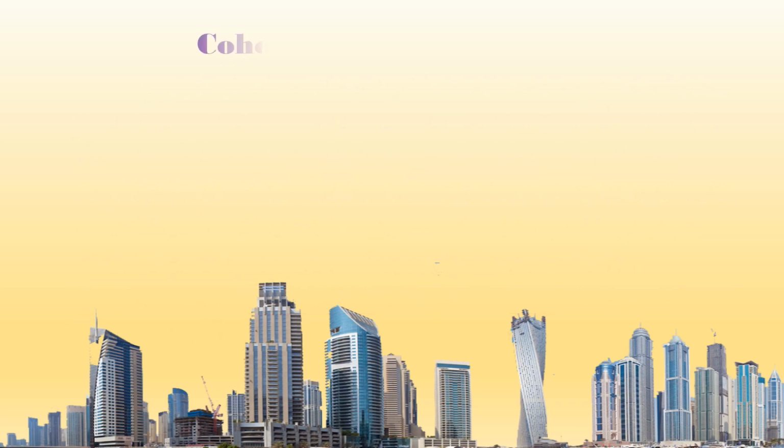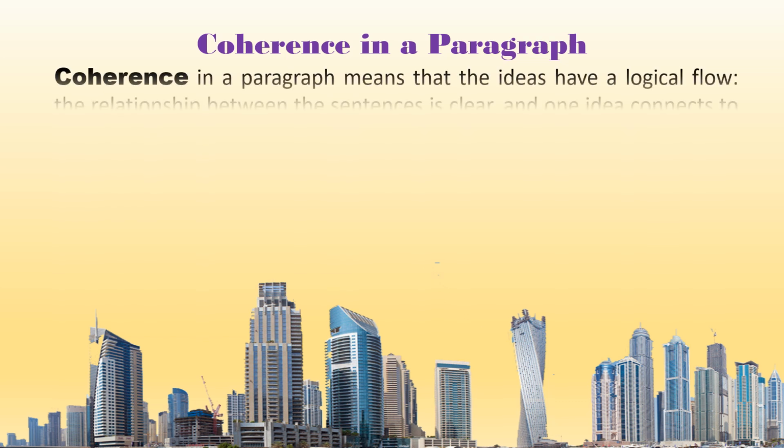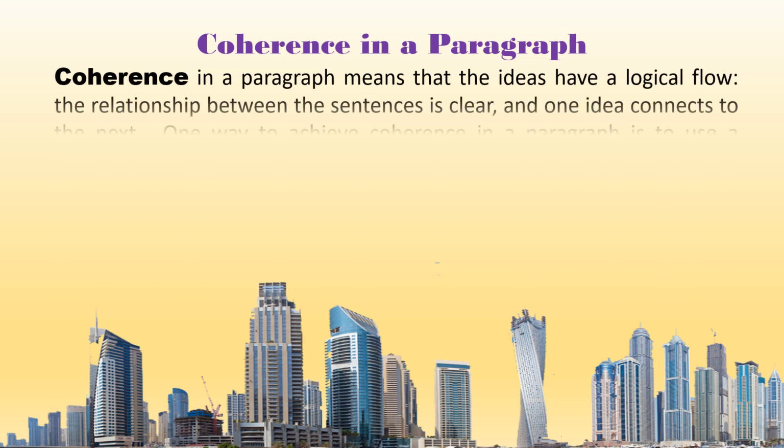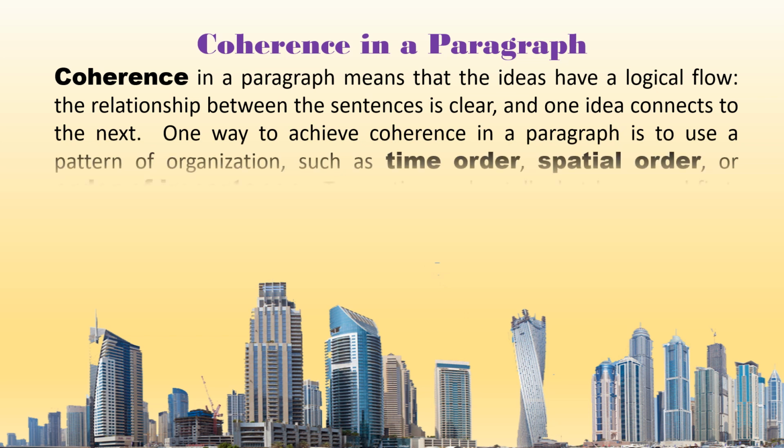Coherence in a paragraph. So what does coherence mean exactly? Well, coherence in a paragraph means that the ideas have a logical flow. The relationship between the sentences is clear and one idea connects to the next. One way to achieve coherence in a paragraph is to use a pattern of organization such as time order, spatial order, or order of importance.